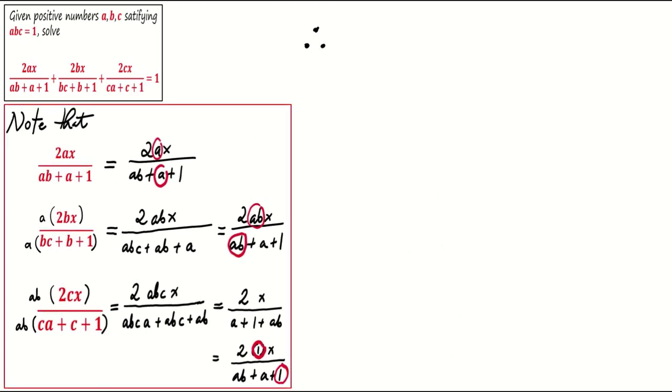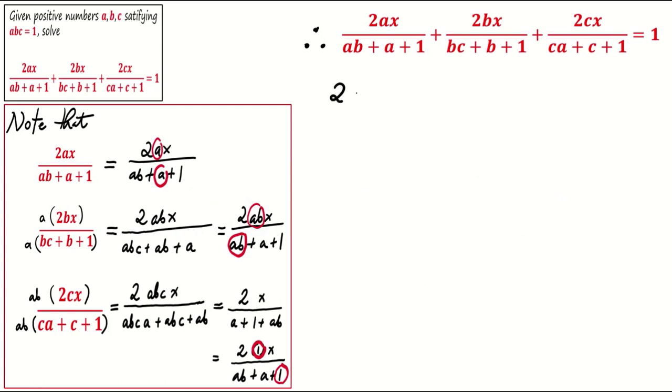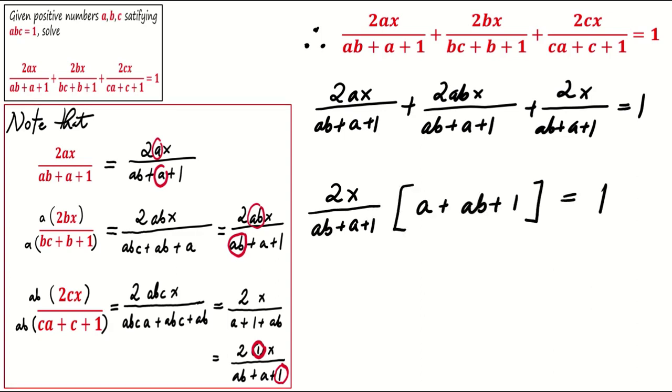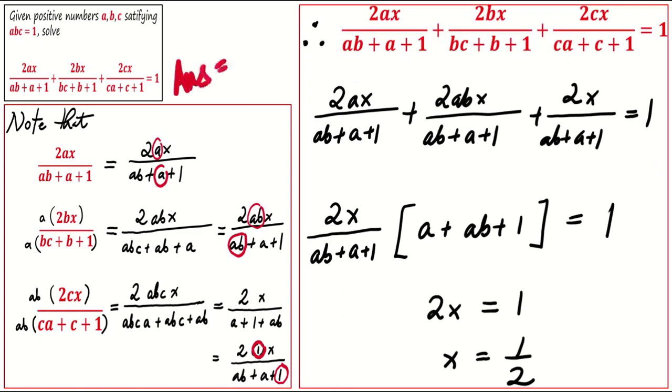Using these results and rewriting the terms on the left-hand side as follows, we can factorize the left-hand side, cancel the common term, and the equation is equivalent to 2x = 1, and hence x is a half.